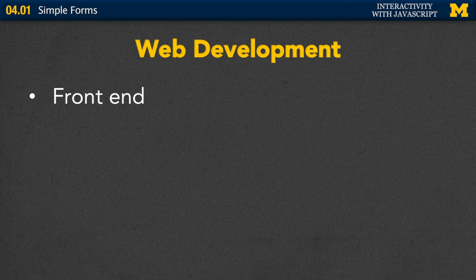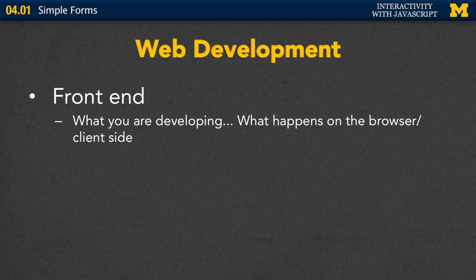The reason for this is that we're doing what's called front-end web development. With front-end development, you tend to think about what happens on that browser or client side, how we want things to look on your laptop, on your phone, on your tablet. We do this using our HTML and CSS and JavaScript.